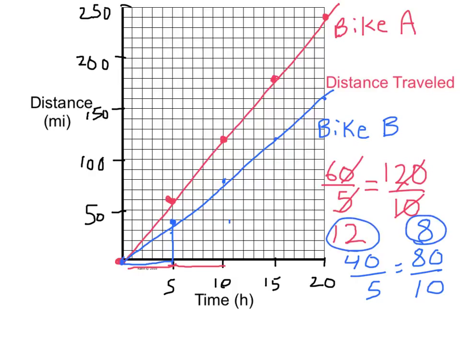All right, so notice that bike B is traveling at a rate that's lower than that of bike A, and therefore the line is less steep. It's a little bit flatter. And bike A is traveling at a higher rate of speed, so that line is a little bit steeper.